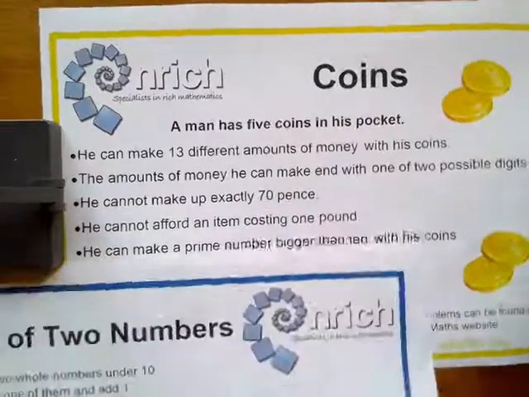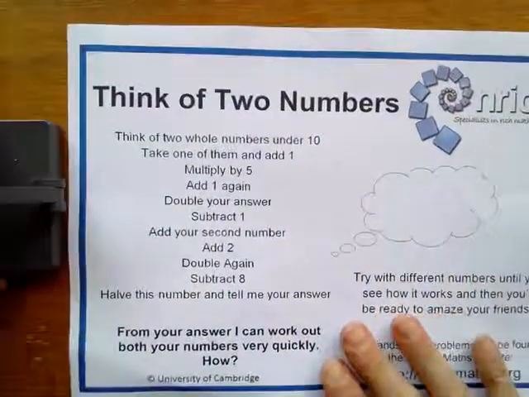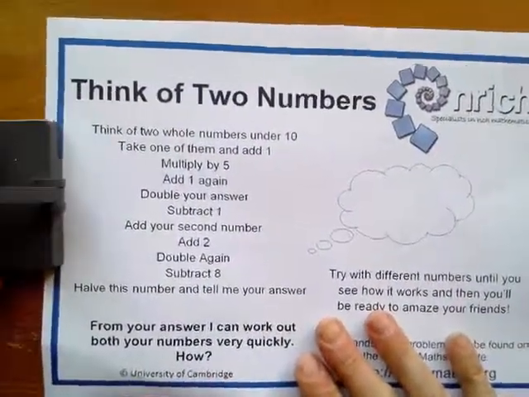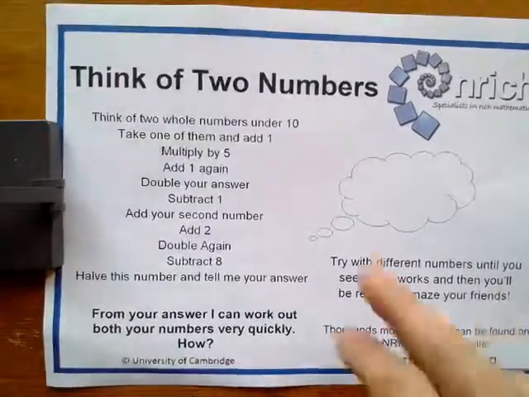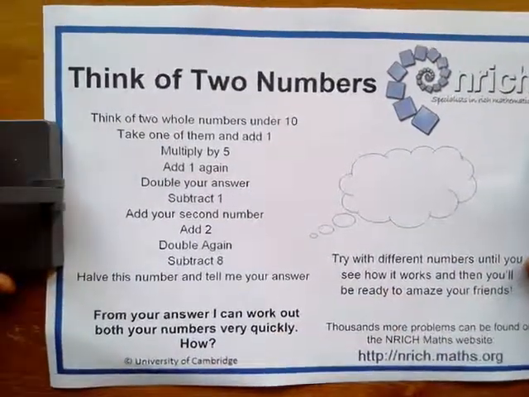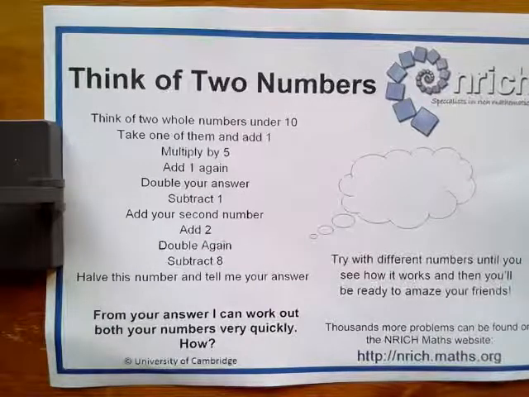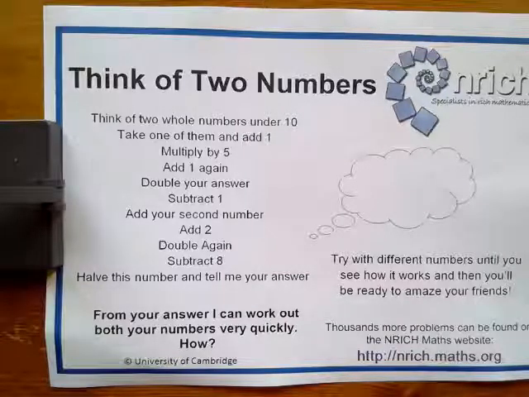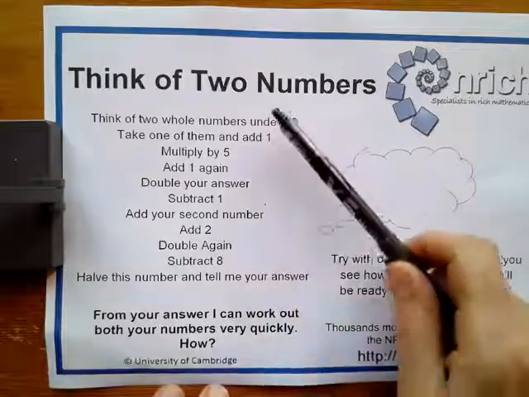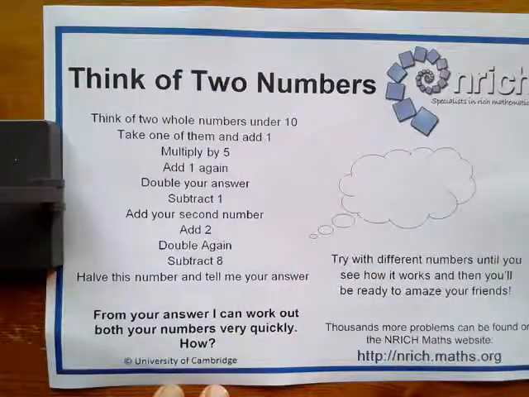The second one, which is probably a little bit easier to get into, is this one here. It's easier to get into because it gives you some steps to try and follow. You just follow the steps and get some answers. What you're trying to actually do is find the trick to knowing what the numbers were from somebody just telling you the answer. So we've got a set of instructions here to follow for a pair of numbers that you choose at the start.